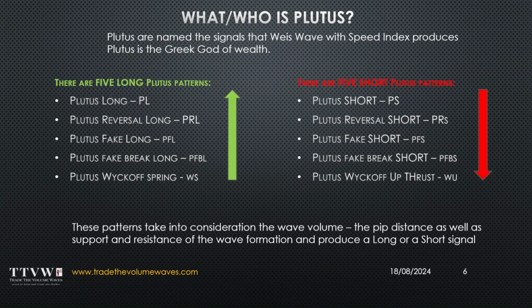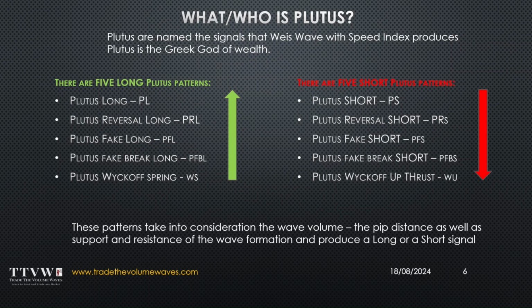Now, what about Bluetooth, which is the signals on the Weis Wave with Speed Index indicator? What or who is Bluetooth? Well, Bluetooth are the signals named in the Weis Wave with Speed Index, and the name comes from the Greek god of wealth. This name was given by an English trader. So in the Weis Wave with Speed Index, we've got 5 long signals, which you see in green on your left, and 5 short signals.